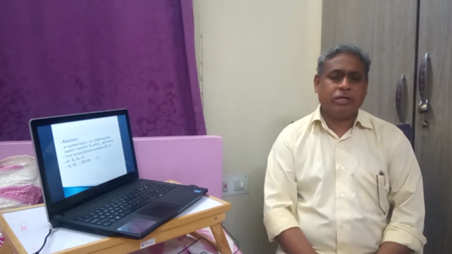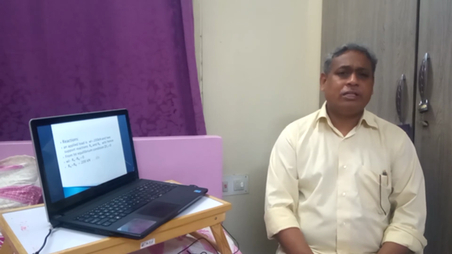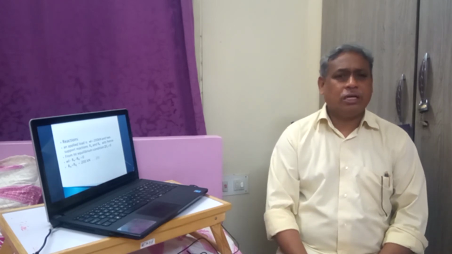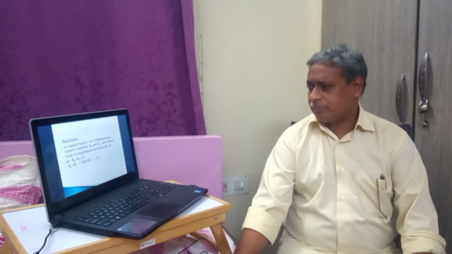The applied load is WL minus RA minus RB. As per our notation, we are taking the loads coming downwards as positive, and the loads going upwards as negative. That is why RA and RB are considered negative. So 200 minus RA minus RB is equal to 0. RA plus RB is equal to 200. In other words, the total load 200 is being shared by RA and RB. That is why RA plus RB is equal to 200 kilonewtons.